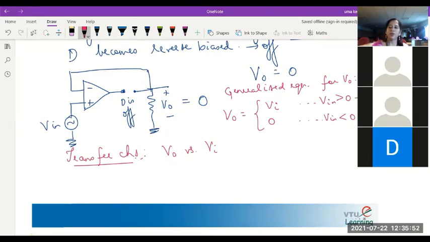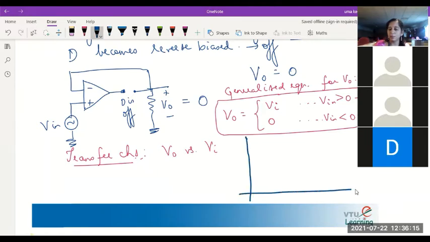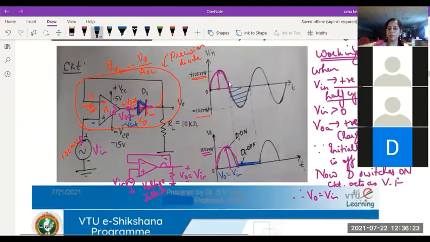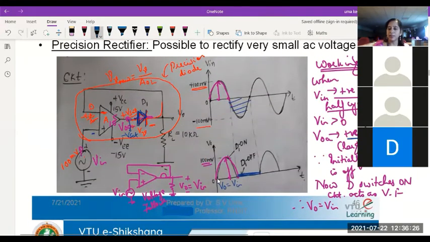This is nothing but positive half cycle of the input signal. This is negative half cycle of the input. So I can write a standard equation in this form for the behavior of the half-wave precision rectifier which we have considered. Now if I try to plot the output versus input, what would you get? V in versus V naught. This is directly following from the waveform. When input is in its positive half cycle, output follows it. It will be equal. When input is in negative half cycle, output is 0.